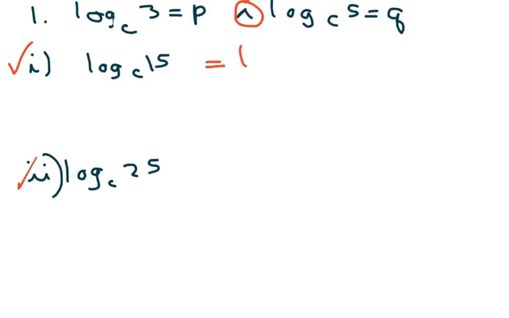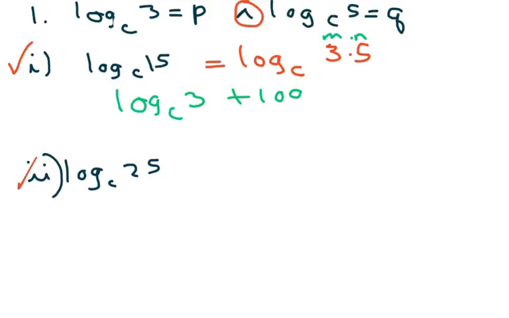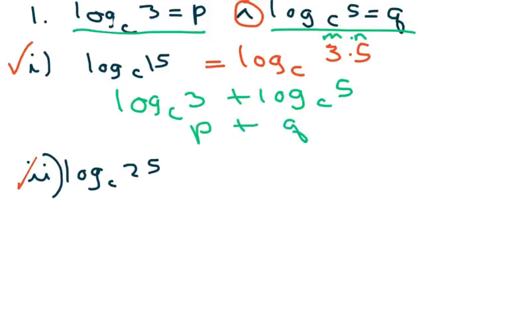So I'm going to rewrite this as log base c of 3 times 5, which would be like your m times n, and I'm going to expand. So we get log base c of 3 plus log base c of 5. And then we're just going to substitute these in. Log base c of 3 is p, plus log base c of 5 is q. You could have also done q plus p.